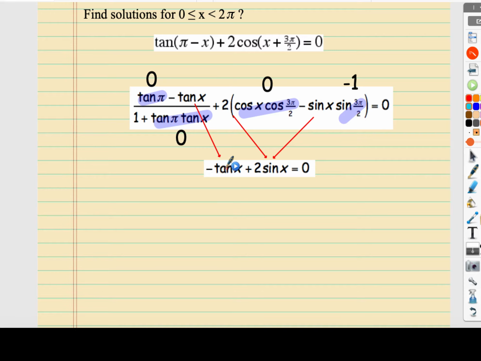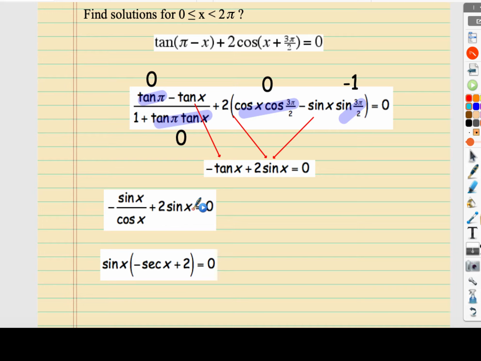Well, now, because I've got tangents and sines, a great idea is to go ahead and get some functions that maybe work together just a little bit better. So the negative sine over cosine, I'm going to take out that tangent. Now that I've got a couple of sines, it'd be nice to have a common denominator. But then again, we could go a different route as well.